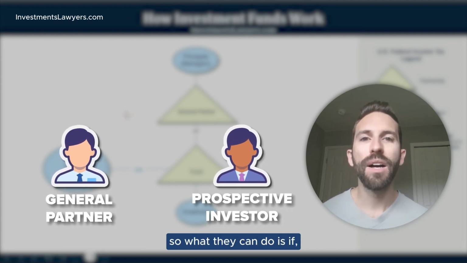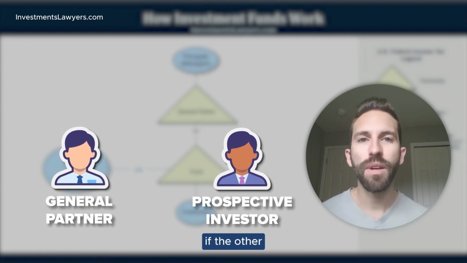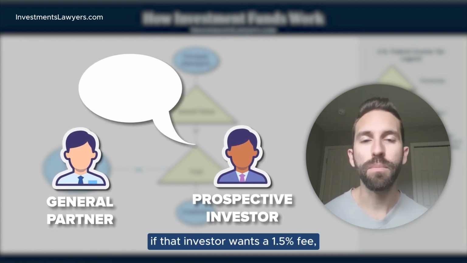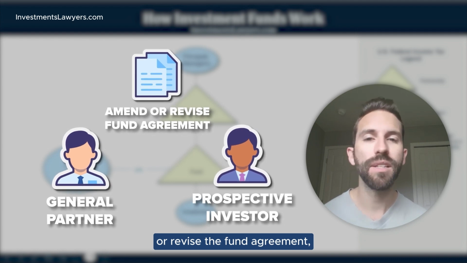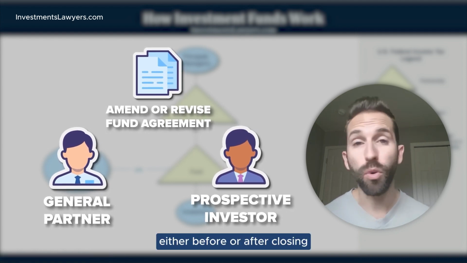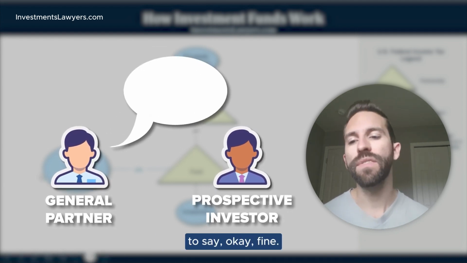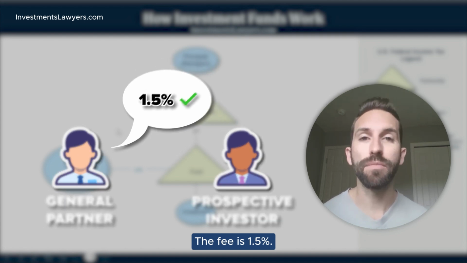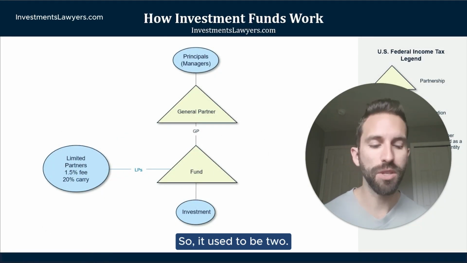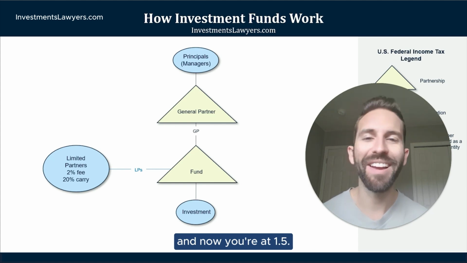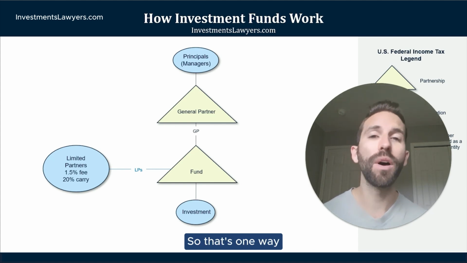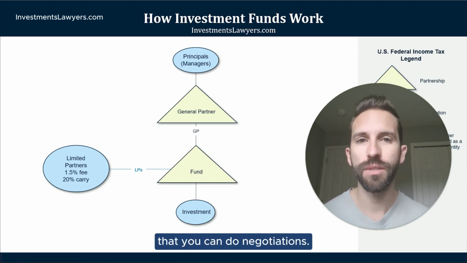There we go. So what they can do is, if that investor wants a 1.5% fee, the GP could amend or revise the fund agreement either before or after closing to say, okay, fine, the fee is 1.5%. So it used to be 2, let's go back, it was 2, and the investor complained, and now you're at 1.5. So that's one way that you can do negotiations.